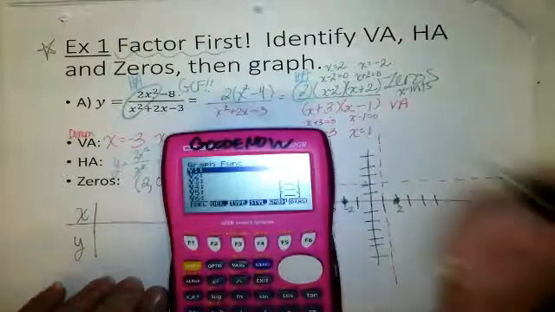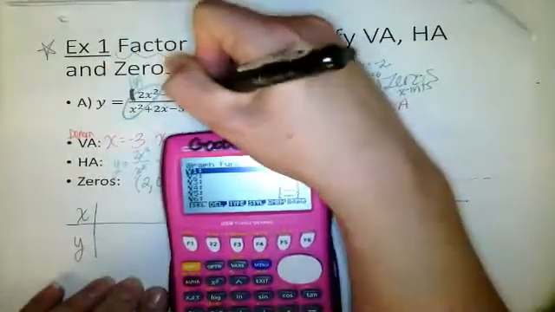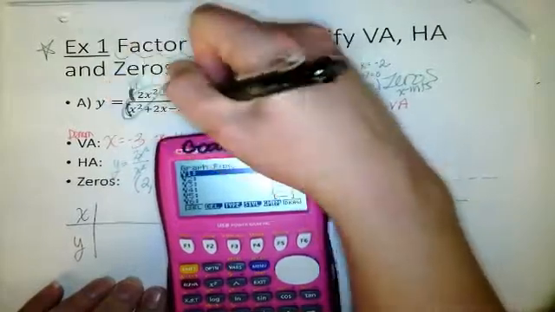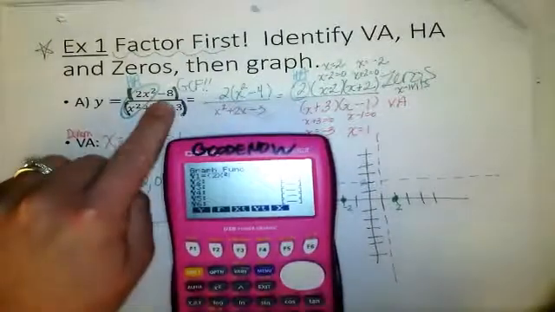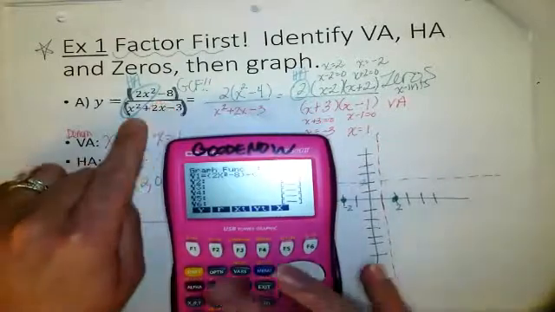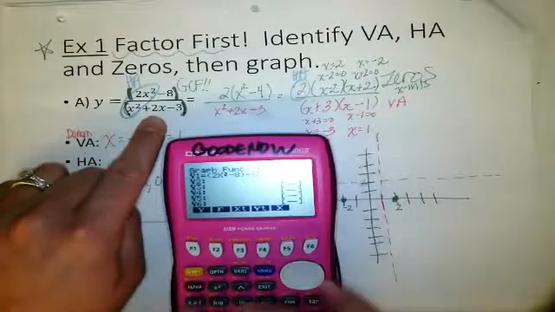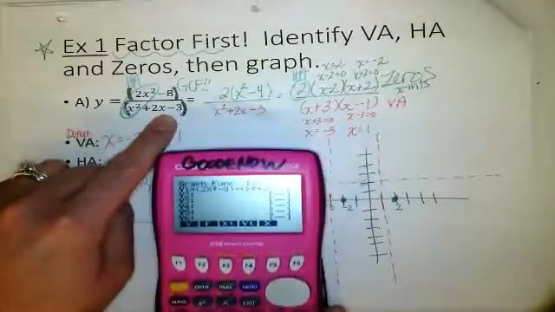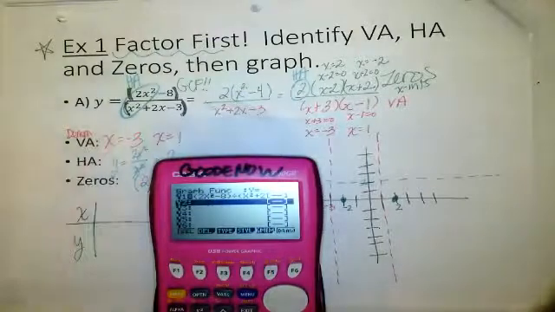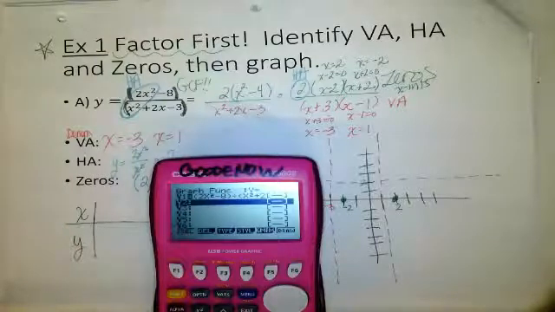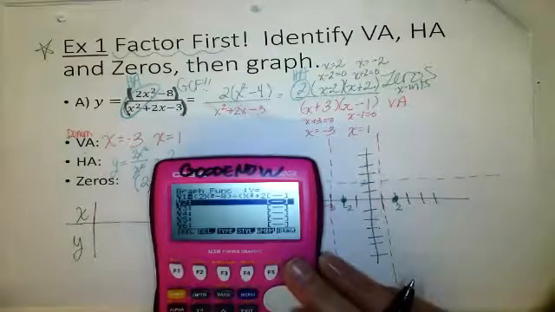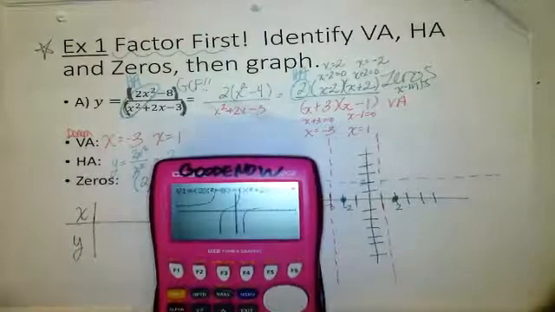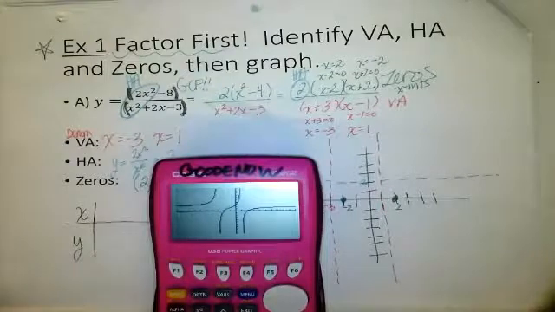All right, remember when you're plugging this into your calculator, you need to use parentheses around the numerator and parentheses around the denominator. Be very careful. So I'm going to do 2x² - 8 divided by x² plus 2x minus 3. And once you get that in there, you can go ahead and draw or graph. Interesting, yeah? It's a little different.